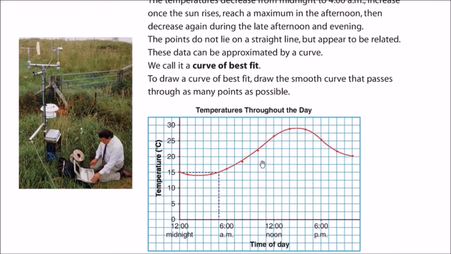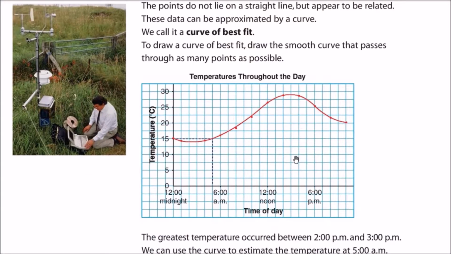And the points do not lie on a straight line, but they are related. That is, you will not get a straight line, but you will get a curve. And we call this the curve of best fit. So in order to draw a curve of best fit, we just need to take these points and draw a smooth hand curve, containing as many points as possible in this line.